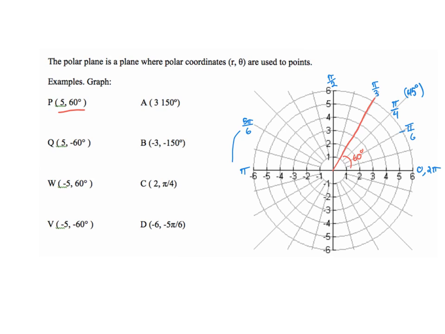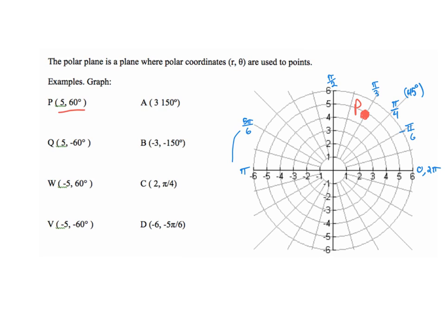And then in order to plot the point 5 comma 60 degrees, we move from the origin out 5 units. So let's count it: 1, 2, 3, 4, 5. So 5 comma 60 degrees would be right there. I'm going to put a point right there and label it P. And just to keep things clean, I'm going to, excuse me, sorry, I was just looking for the eraser to erase the line on that. Keep things clean. Okay, so let's take a look at the next one.